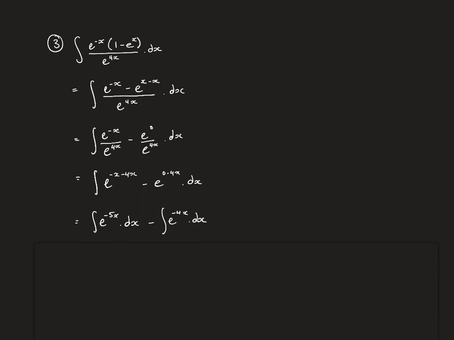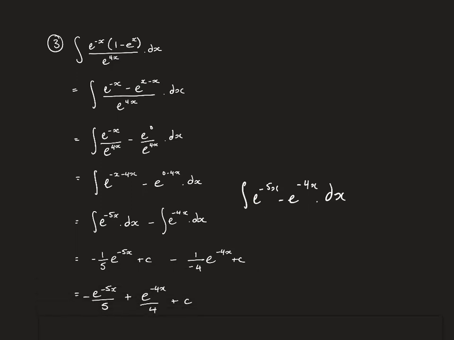If you wanted to do it as just a single integral, you could have it as the integral of e to the minus 5x minus e to the minus 4x, and just apply the pattern to each of these terms individually as you go through. It will work out exactly the same. So let's go ahead and integrate those using the pattern, combine our plus c together and tidy up our terms.